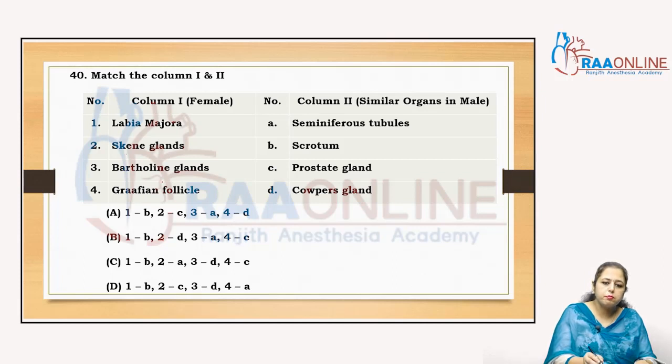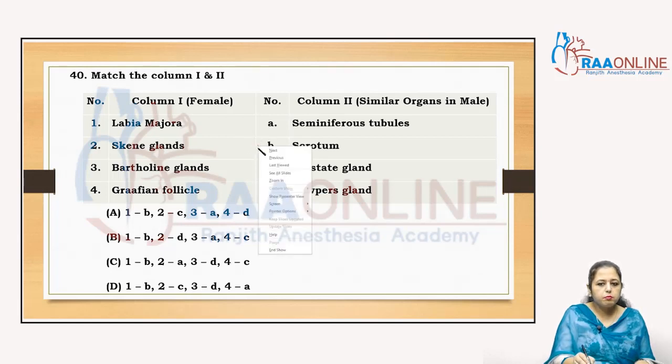Similar organs in males. So come to the labia majora, that is correlated with the scrotum. Clear? It is the homologous similar organ in males, that is scrotum. Skene's gland, that is prostate gland. Bartholin's gland, that is the Cowper's gland. Graafian follicle, that is the seminiferous tubules, right?